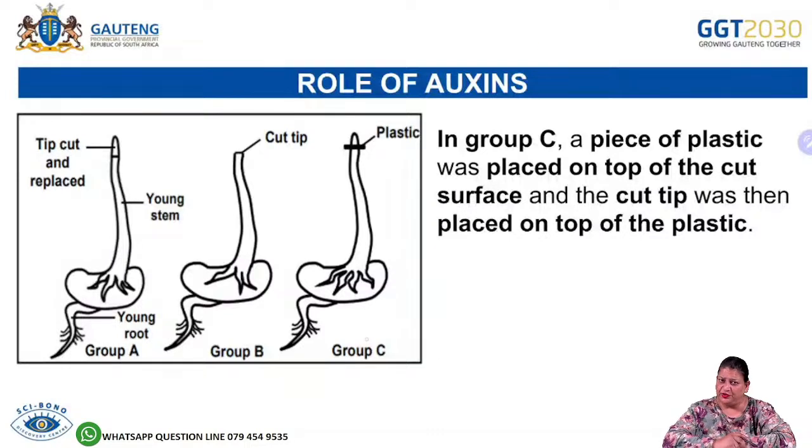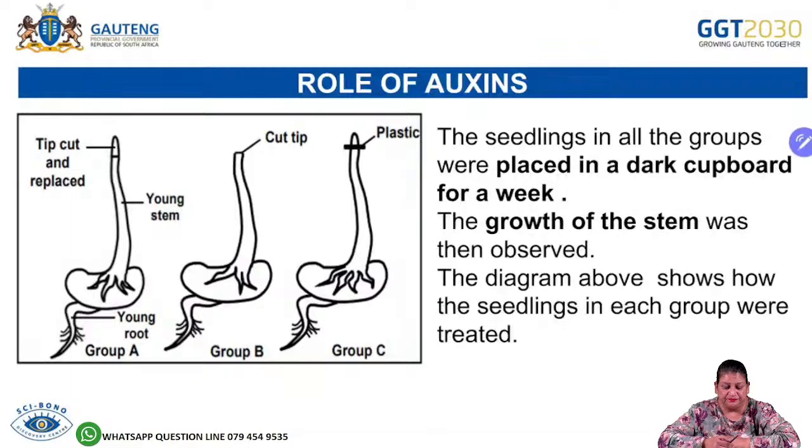And why must we put group C? We want to see now, if we cut the stem tip and if there is any growth in group C, it means auxins can diffuse through plastic. But if there's no growth in group C, it means the auxins were at the tip, but they couldn't move down to bring about stem growth. So that is how you need to apply your knowledge to investigative questions.